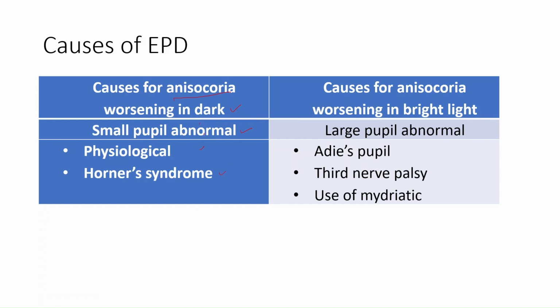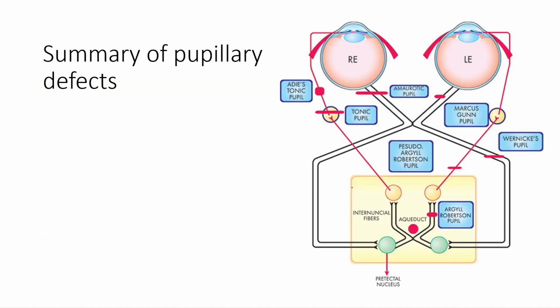So what is the cause of anisocoria worsening in bright light? Here in bright light the pupils are supposed to constrict. Whichever pupil is not willing to constrict, that is the abnormal pupil. So I would like to add here Adie's pupil. The causes for anisocoria worsening in bright light are Adie's pupil, third nerve palsy, and use of mydriatics.